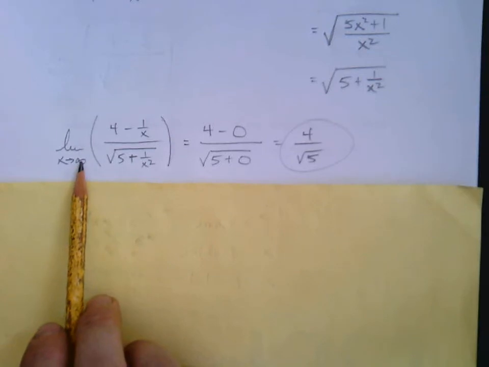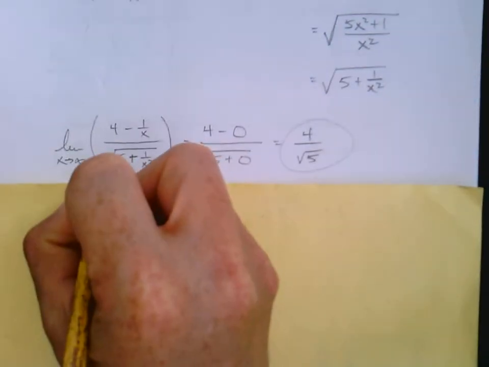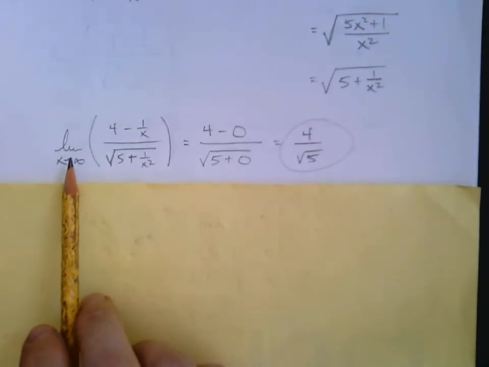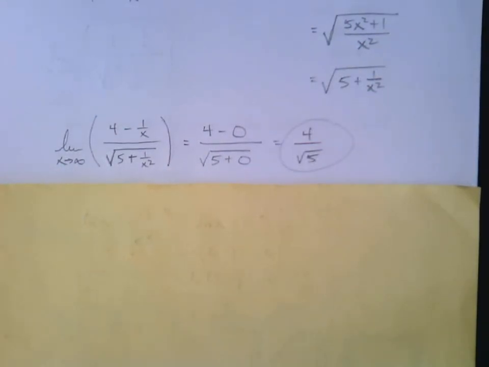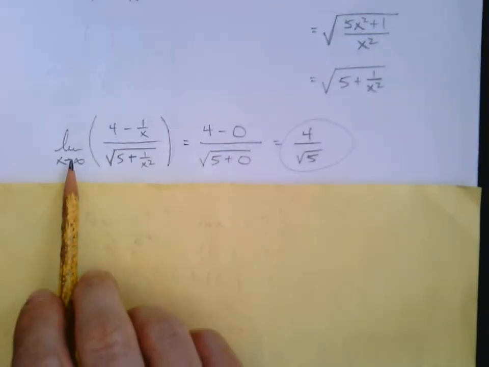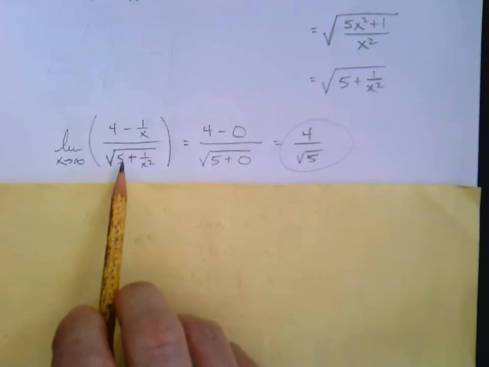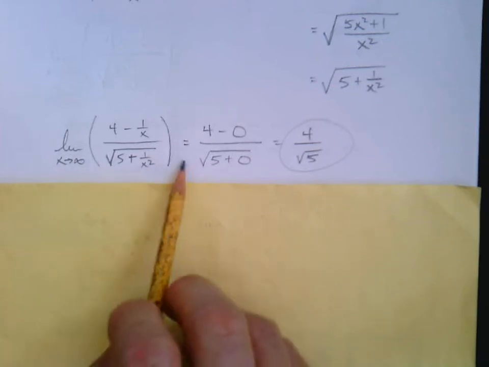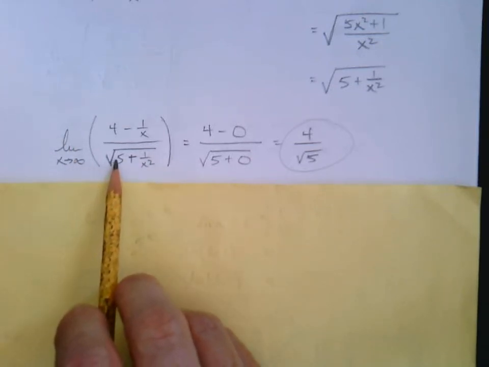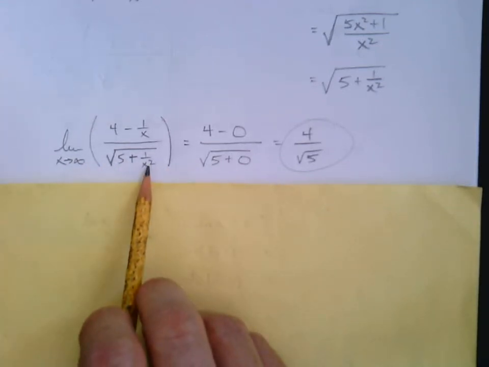So as x approaches infinity for 4, the constant, I just have 4. The 1 over x becomes 0. In the denominator, we have the square root. But remember, if you remember that property from toward the end of the discussion on continuity, roots are always continuous on their domain. So we can push that limit inside the square root and just take the terms as they are. So, if you think of that limit being pushed inside that square root, then the limit of 5 is 5. And as x approaches infinity, 1 over x squared goes to 0.